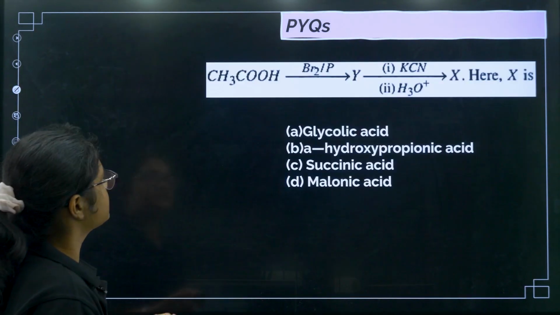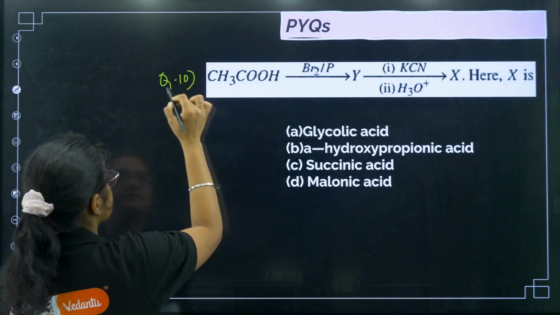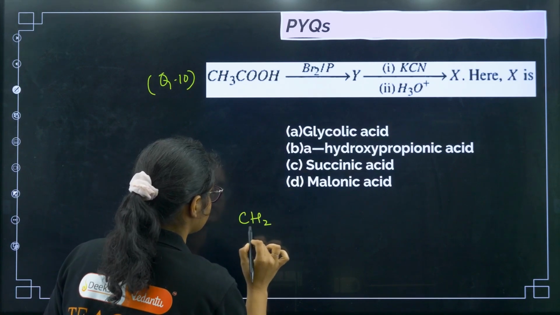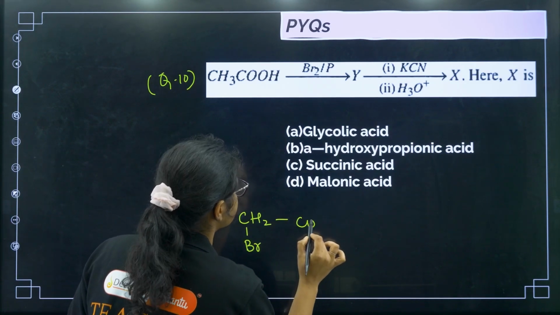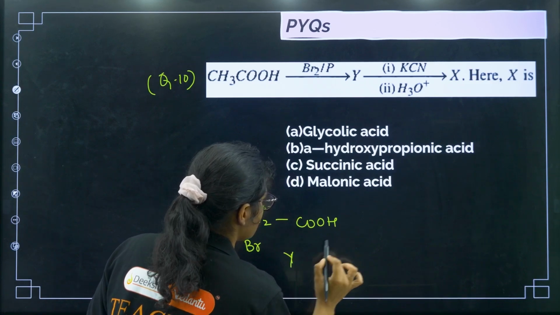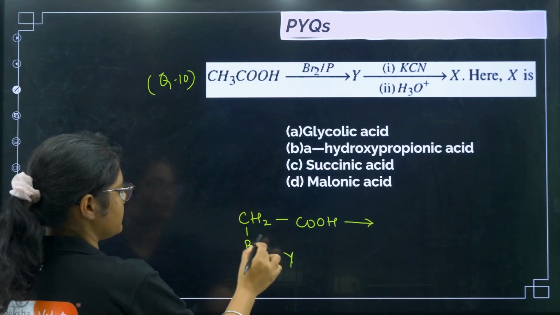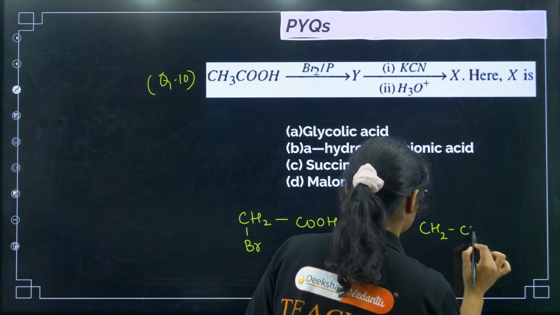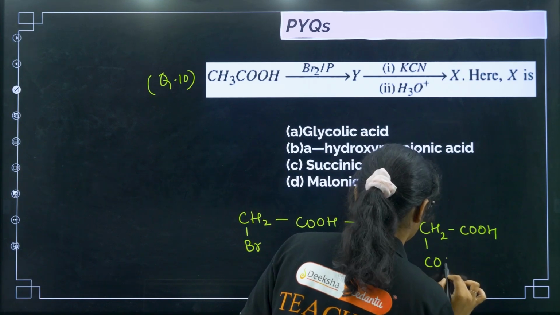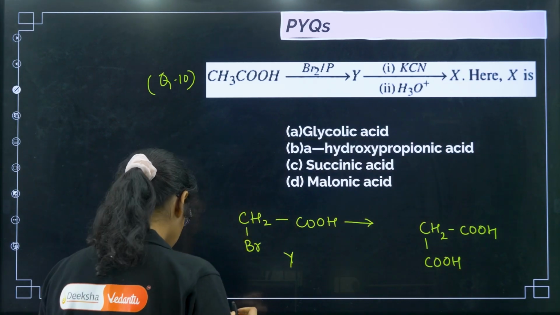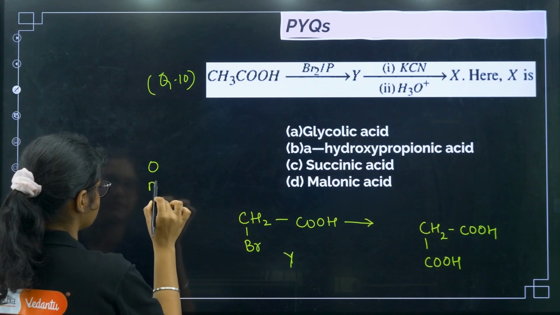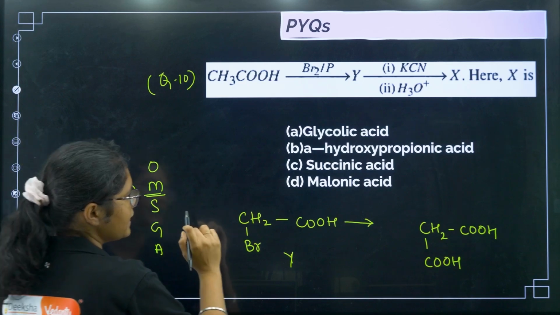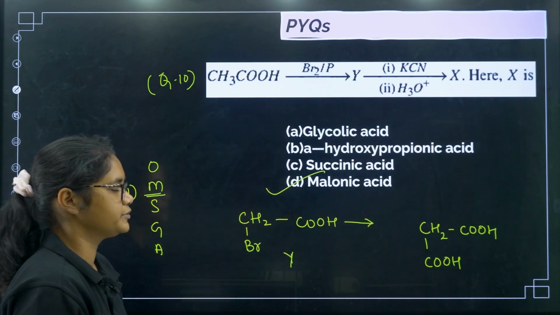Next question. This is question number 10, the last question of today's series. First of all, Br2 and phosphorus is there, so this is your HVZ reaction. This will give you this compound, Y. Next, we have KCN and H3O+. This will convert to CN and then again convert to COOH. So we'll have CH2 with COOH and COOH. If you remember, in the previous class we discussed this; when there is one CH2, we call it malonic acid. So the correct answer will be option D.